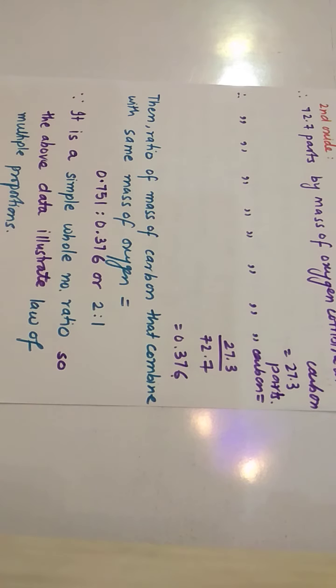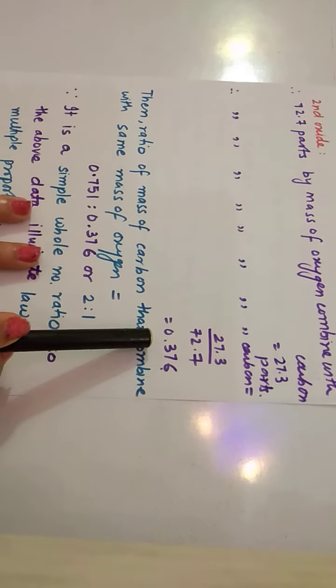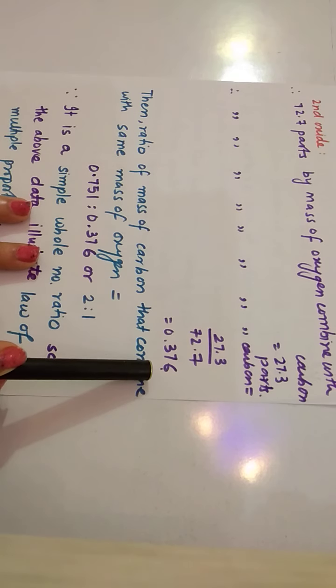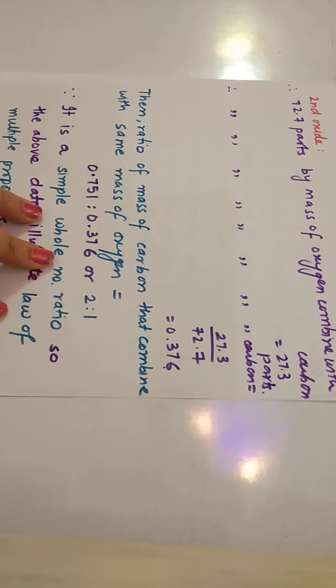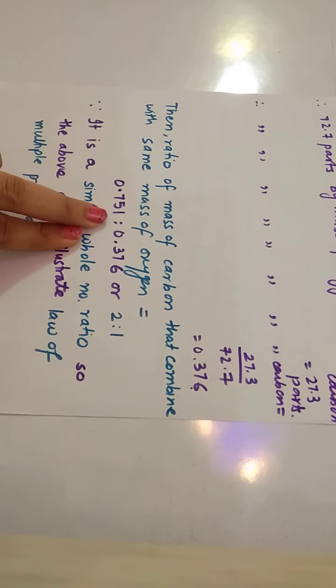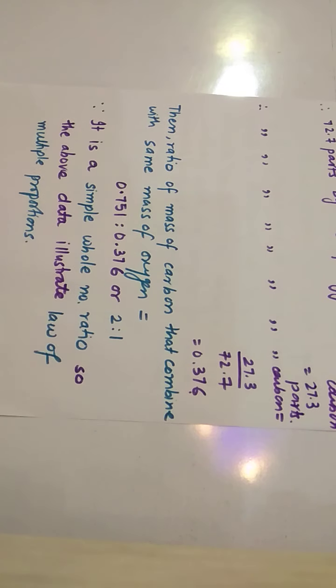So we got the percentage of carbon. Here it is 0.751 and in the other one it is 0.376. So we need to find out the ratio between these two parts of carbon. So 0.751 is to 0.376. It comes out to be 2:1, which is a simple whole number ratio. So thus you can say that this data illustrates the law of multiple proportions.